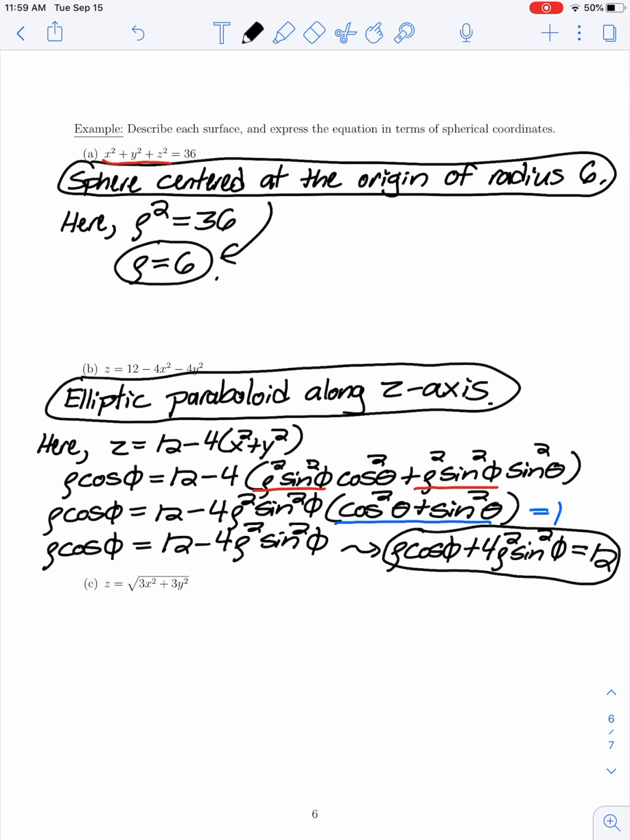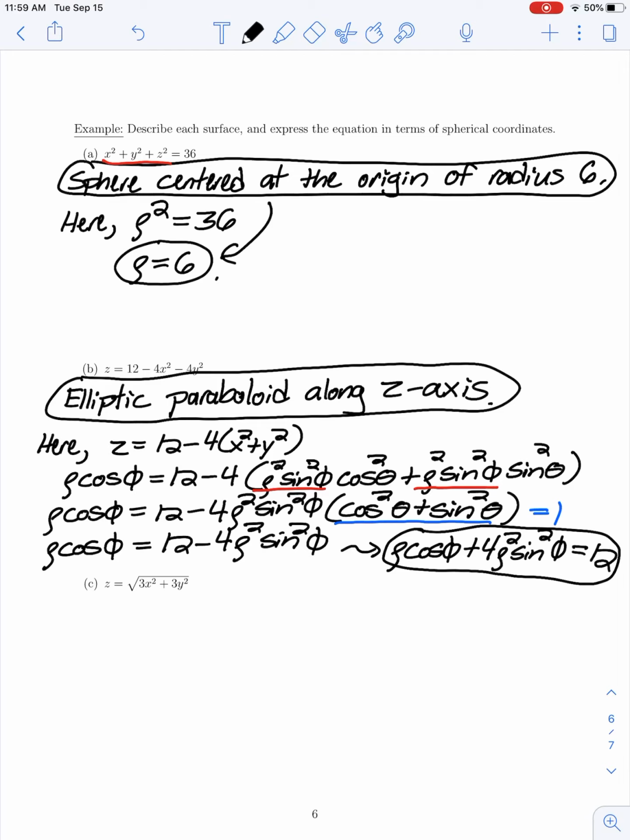So this example in part B illustrates that using spherical coordinates for some surfaces would not be very beneficial. The equation for this paraboloid in terms of the rectangular coordinates, x, y, and z, is much simpler than the equation that we obtained in terms of spherical coordinates.